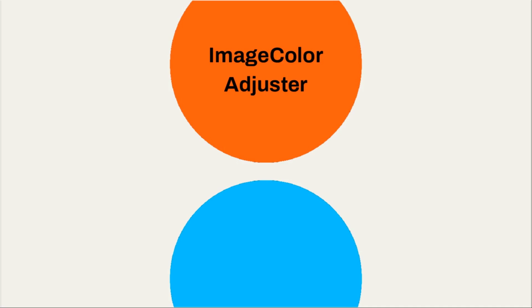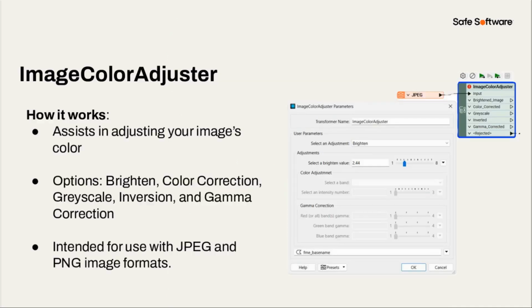All right, the third transformer we've developed is the image color adjuster. It adjusts your image's color. We have five options: brighten, color correction, grayscale, invert your color, and gamma correction. The gamma correction in this transformer is inspired by one of our colleagues, Dave, who made the RGB gamma corrector, so shout out to him. This is also intended for use with JPEG and PNG image formats. As you can see on the right, those are its parameters, with the five options and five output ports.